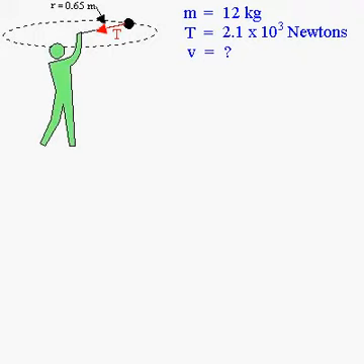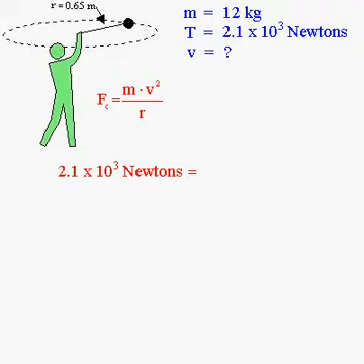Now that we've made this connection, the rest of the problem's not so bad. We have an equation for centripetal force. It's mv squared over r. Now, we've already decided the tension in the string is the centripetal force. So Fc is 2.1 times 10 to the 3 newtons. The mass is given, 12 kilograms. We don't know v, but the radius is given, 0.65 meters. So now all we have to do is solve for v squared.